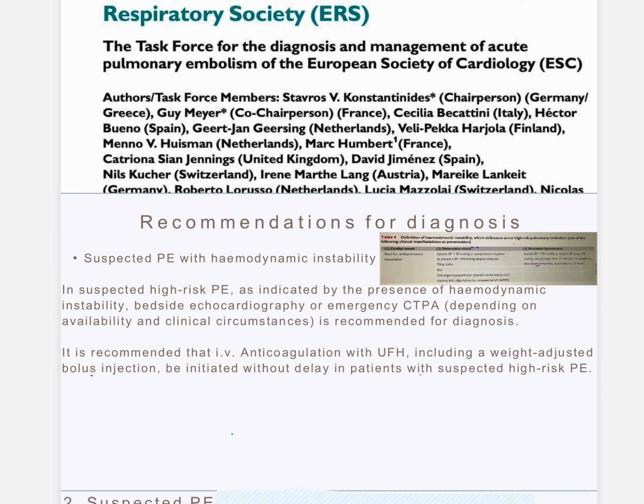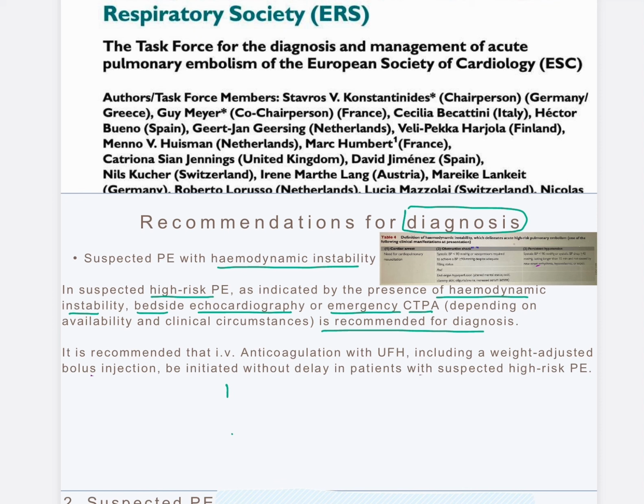So let's begin. What do the guidelines say about diagnosis? What are the recommendations for diagnosis? The guidelines divide patients into those who are hemodynamically unstable and hemodynamically stable. In suspected high-risk pulmonary embolism, as indicated by the presence of hemodynamic instability, bedside echocardiography or emergency CTPA is recommended for diagnosis, depending on availability and clinical circumstances.